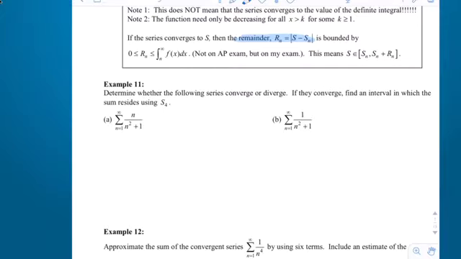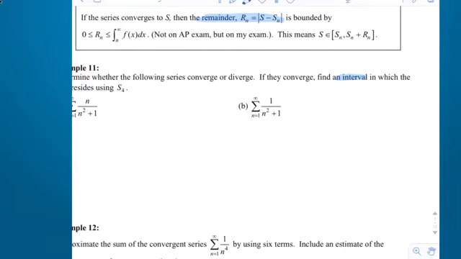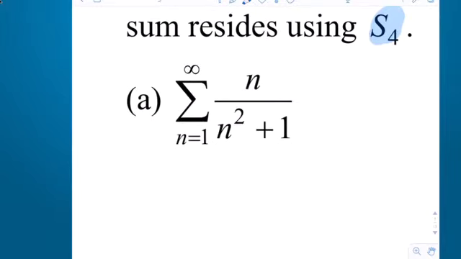Example 11. Let's just see it in action. It's the best way to kind of get a feel for it. Determine whether the following series converge or diverge. If they converge, find an interval in which the actual sum could live using a partial sum of 4. Okay, first things first, nth term test for divergence. What is the limit as n goes to infinity of n over n squared plus 1? 0, okay? So the terms do go to 0.